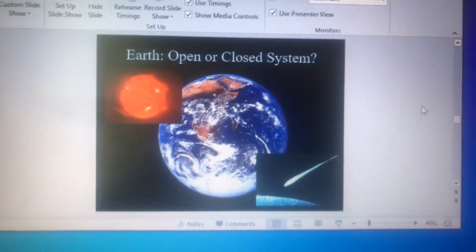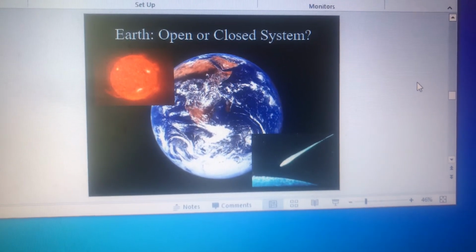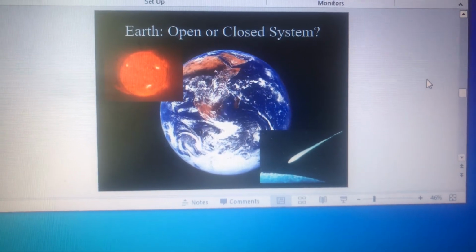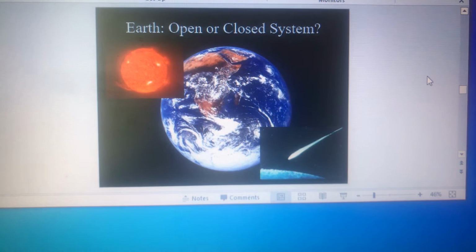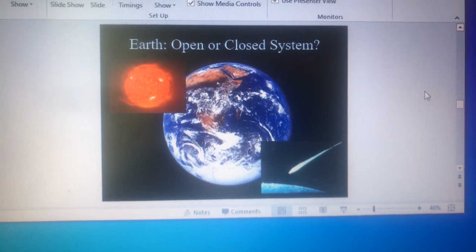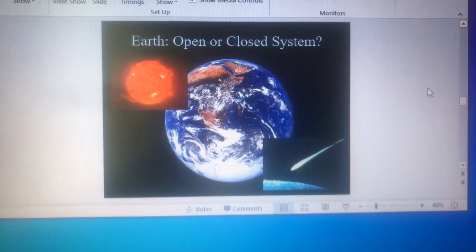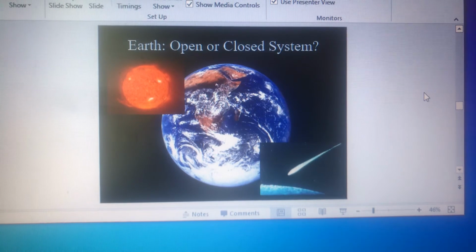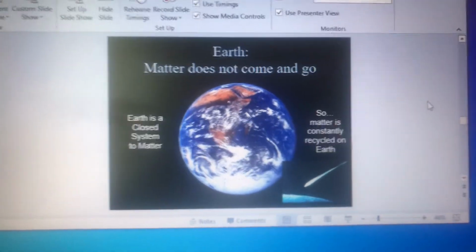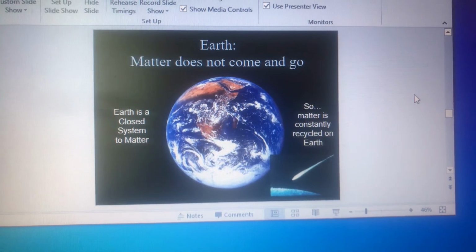Is the Earth an open or a closed system? Meaning, are we pretty much saddled with what is in our Earth, or do things just come and go all the time from our Earth? What do you think? Okay? Well, in general, and we're going to say in the main, the large percentage of our Earth is a closed system. Okay? Matter just doesn't come and go from our Earth. It's a closed system to matter.